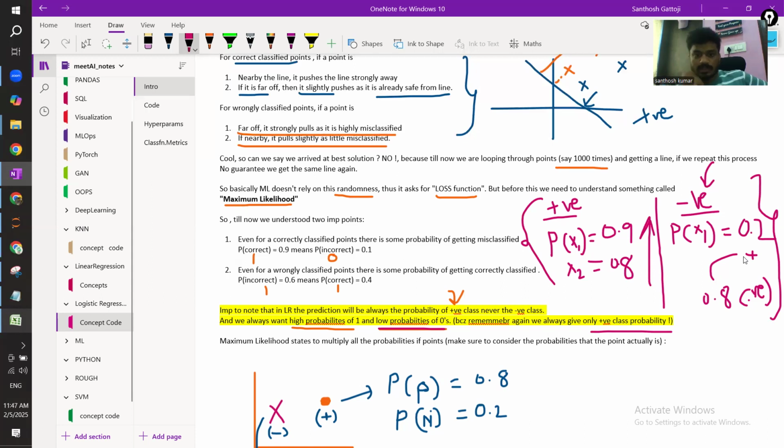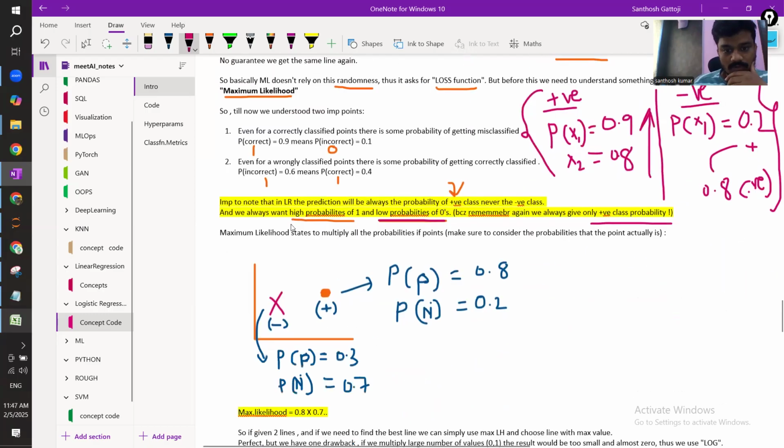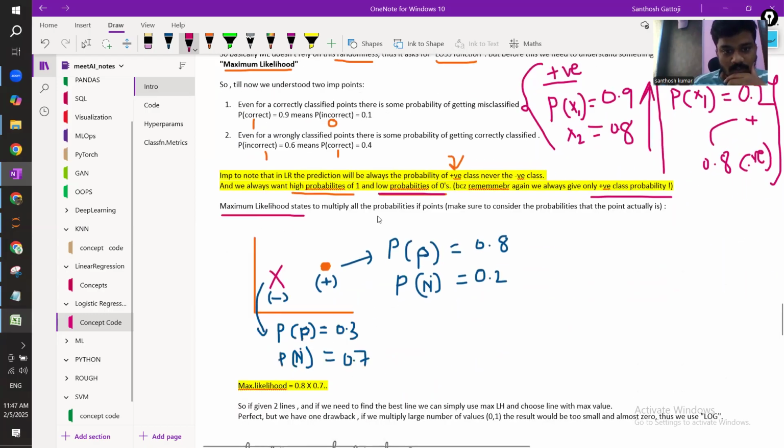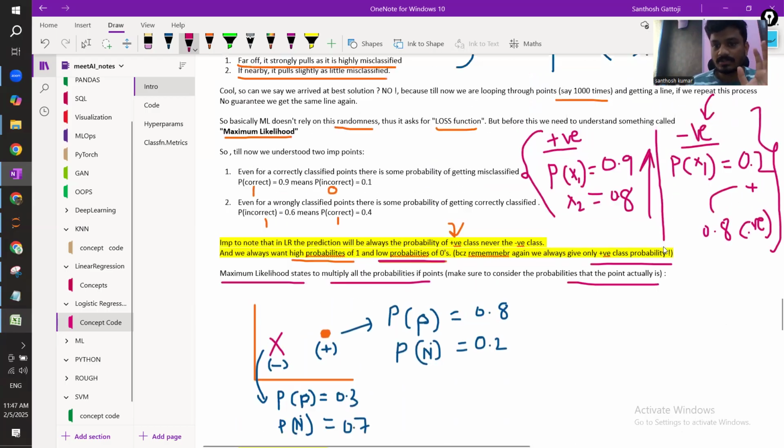Okay, cool. So now coming to maximum likelihood, what is it? Maximum likelihood states that you multiply the probabilities of the points, but take only those probabilities that the point actually is. This might be confusing, so what does it mean? For point 1, x1, you are having x2, you are having x3, for example.